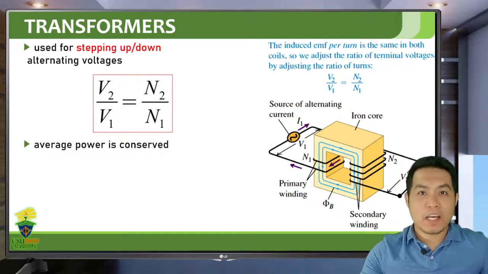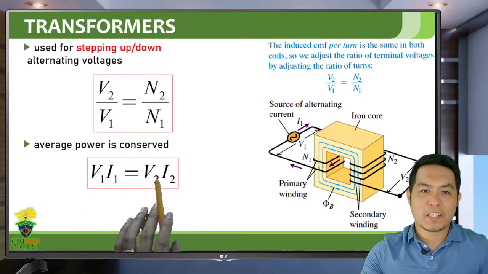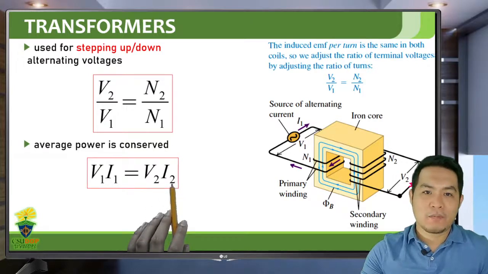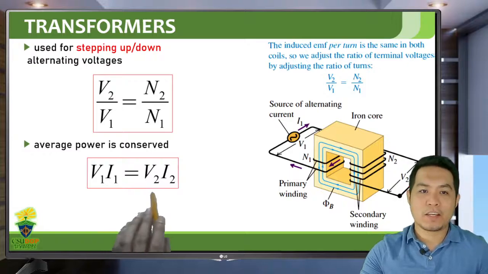In a transformer, the average power is conserved, meaning V1 I1 is equal to V2 I2. So you can calculate the transformed current from the primary to the secondary using this equation.